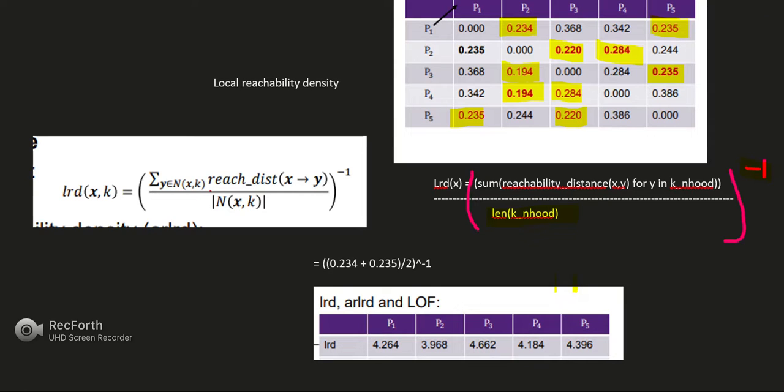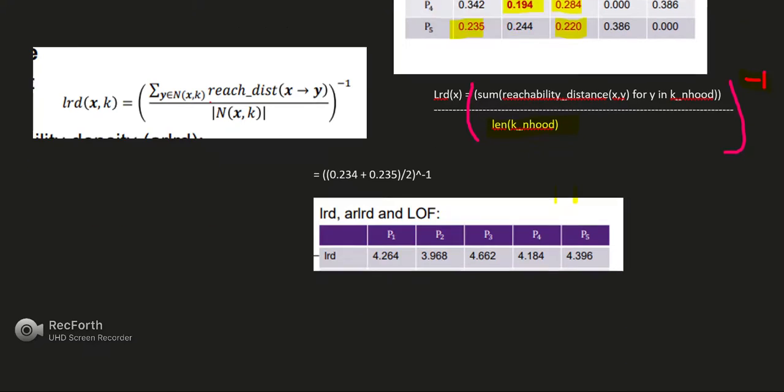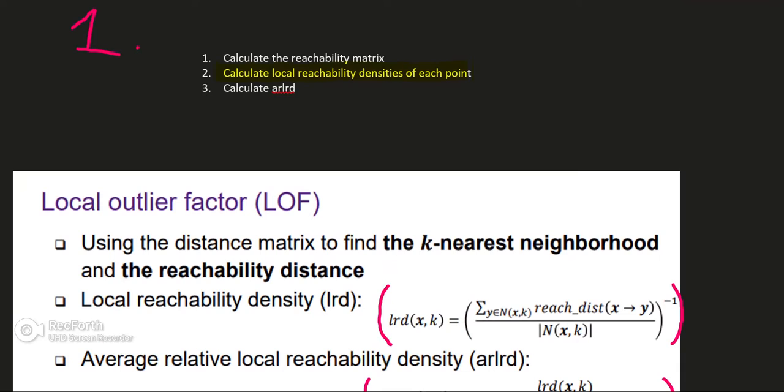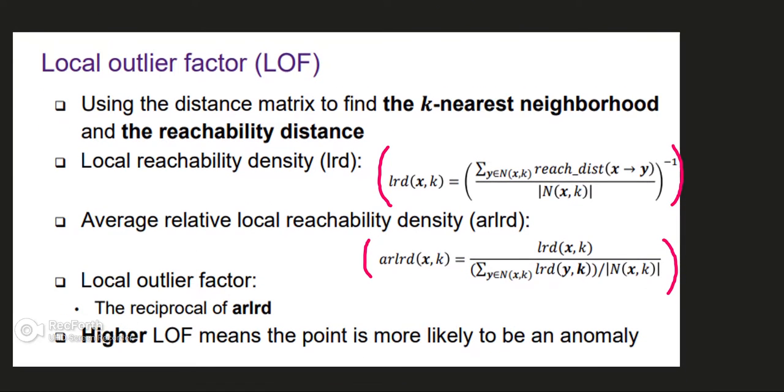So now we've calculated local reachability densities for each of these points, and I personally prefer having these in a slightly codey sort of way, just because these sums of these formulas don't really ring a bell to me. Okay, final step. Calculate ARLRD, which is just the reciprocal of local outlier factor. So this is it. We're nearly there. Step 3.